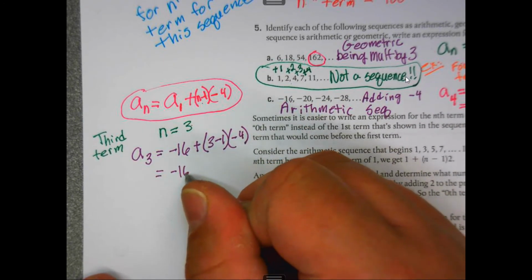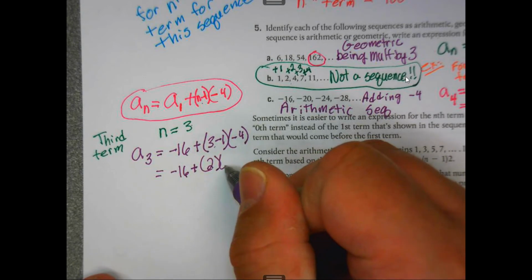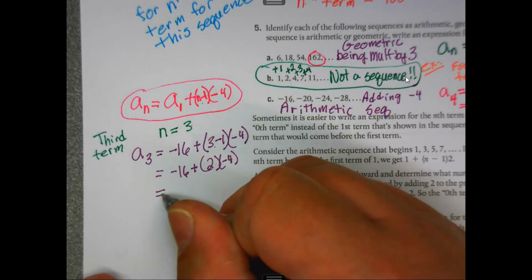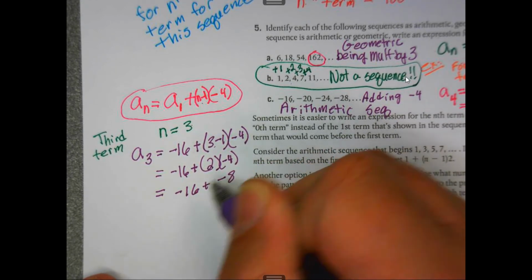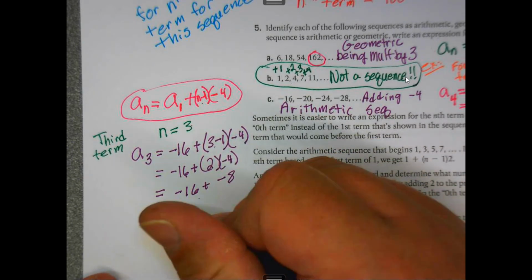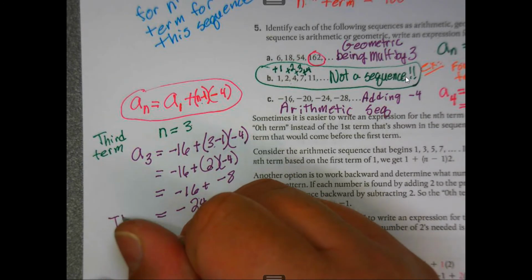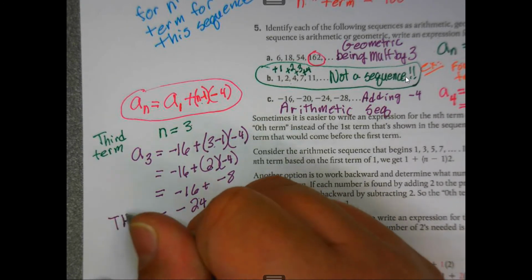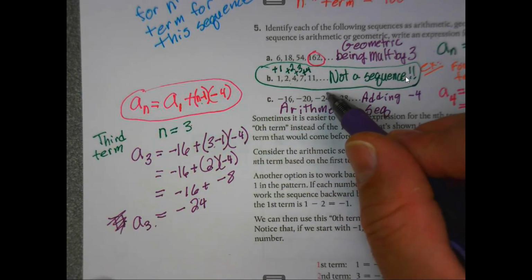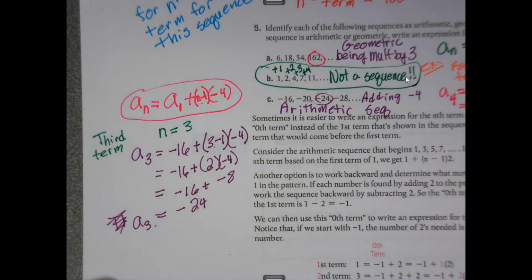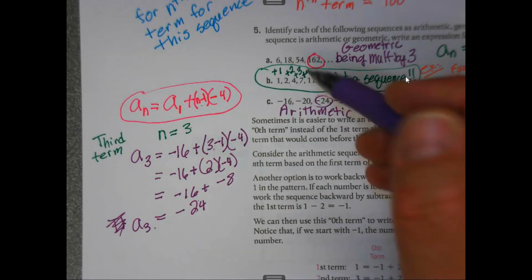So I have negative 16 plus 3 minus 1, which is 2, times negative 4. So I have negative 16 plus 2 times negative 4, which is negative 8. Negative 16 plus negative 8 is negative 24. So my third term, a sub 3, equals negative 24. Let's check it. Third term, negative 24. So I know I got that formula right for this sequence.